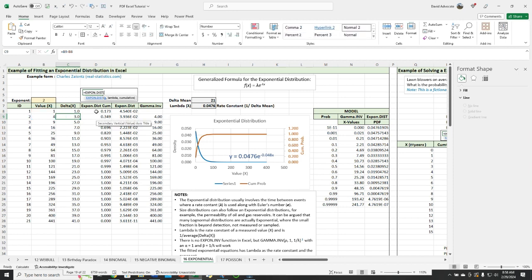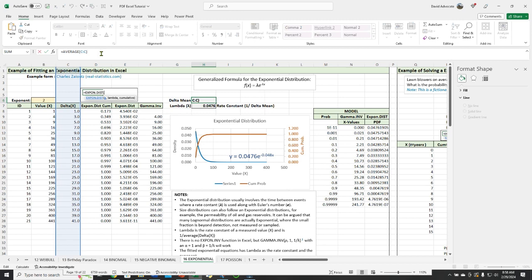Next, we can apply the built-in Excel function here for EXPON.DIST, where it uses an x value, and then it needs a lambda and a cumulative. Well, what is this lambda? To get at lambda, we take the mean delta, which is just the average of the deltas, and then the rate constant is simply 1 over lambda.